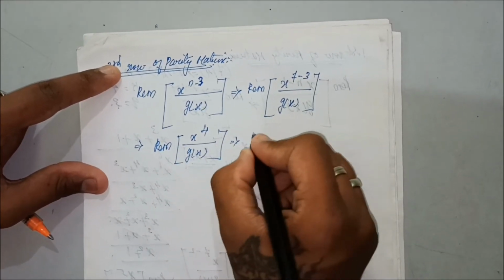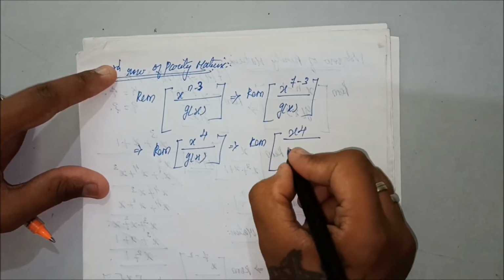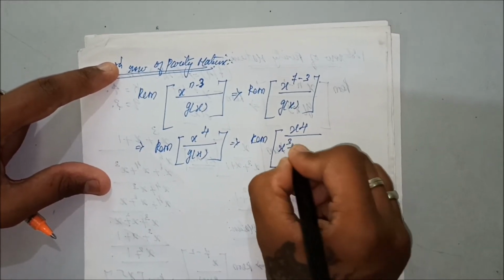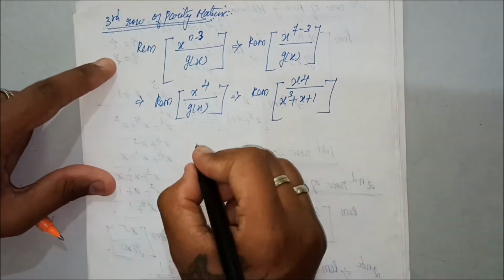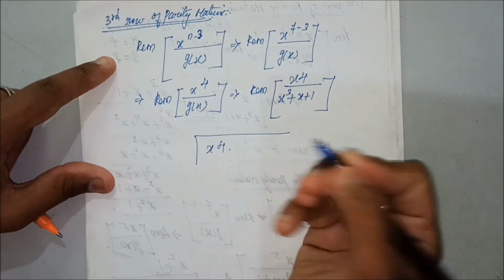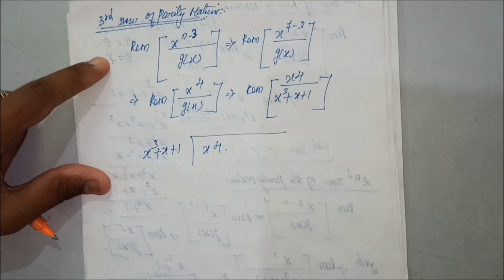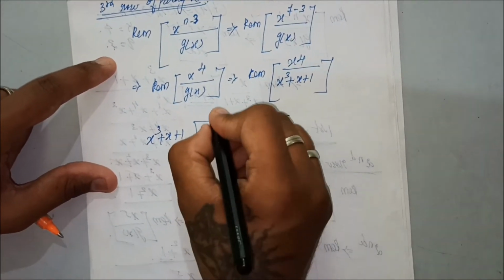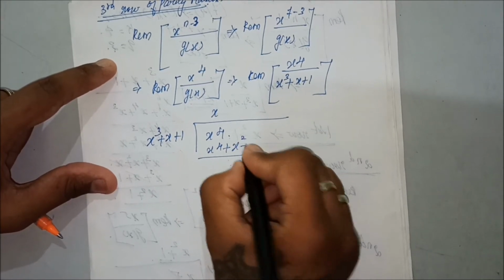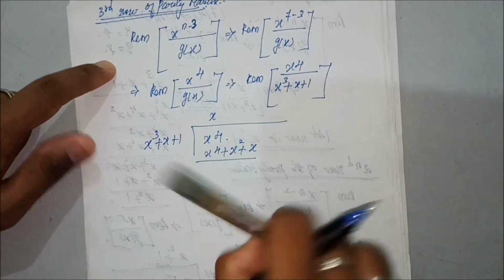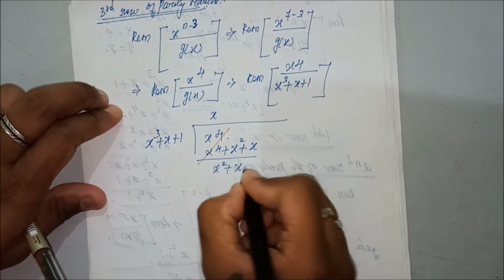So this can be rewritten as the remainder of x power 4 divided by g of x, which is given in the problem as x cube plus x plus 1. Again I am going to use the long division method. Inside the bracket I will have x power 4 and outside the bracket x cube plus x plus 1. If I multiply with x, it will be x power 4 plus x square plus x. The x power 4 terms get cancelled, so the remaining value will be x square plus x.